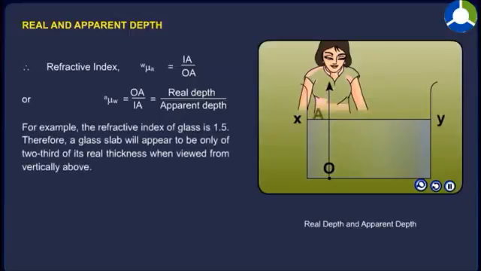For example, the refractive index of glass is 1.5. Therefore, a glass slab will appear to be only 2/3 of its real thickness when viewed from vertically above.